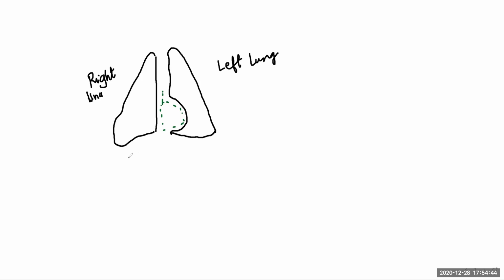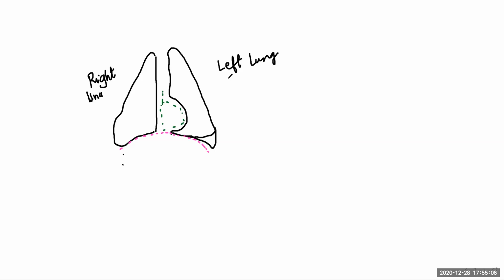Now just below the lung there is the diaphragm. The diaphragm pushes it, and on the left side the diaphragm is a little lower, like this. Right? Also, below the diaphragm is the liver. So the left lung is slightly bigger than the right lung.